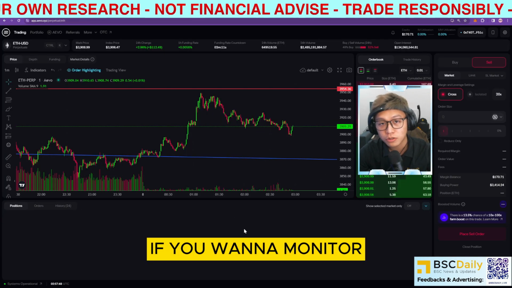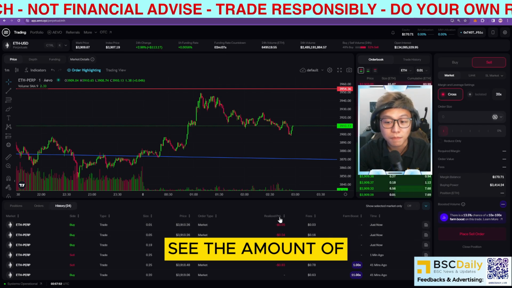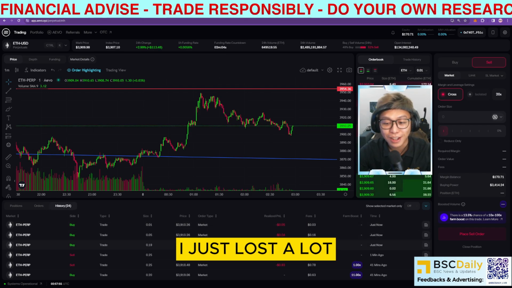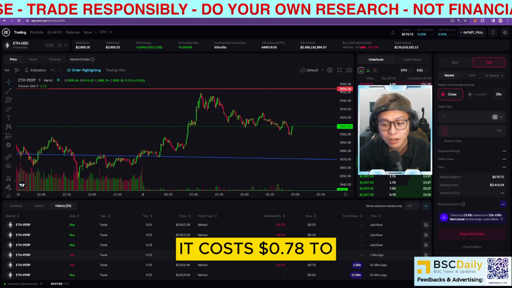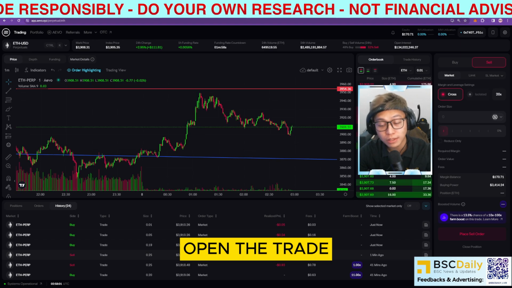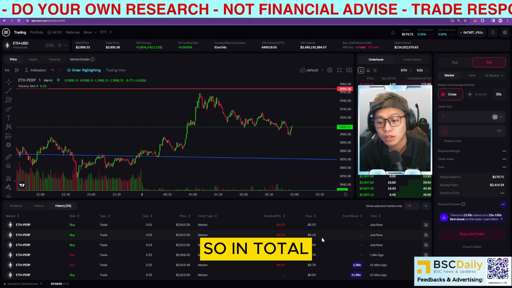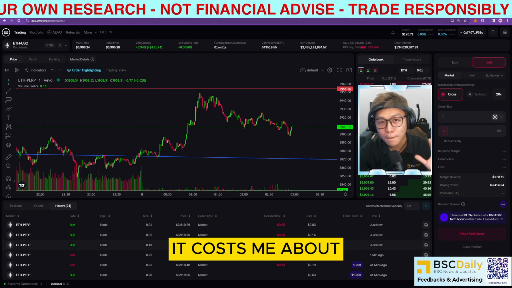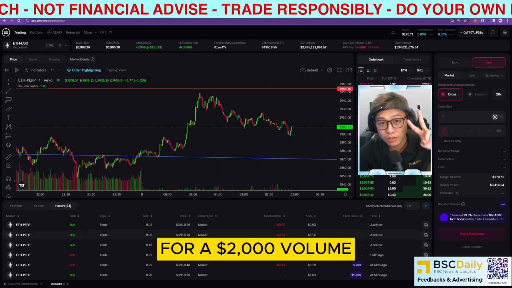If you want to monitor your previous trades, just go to history, and here you can see the amount of P&L that you've got. I just lost a lot of money on that P&L. You can also see the fees that it costs you. For me, it cost me 78 cents to open the trade, and then I think another 80 cents to close the trade. So in total, it cost me about $1.5 or $1.6 for a $2,000 volume.